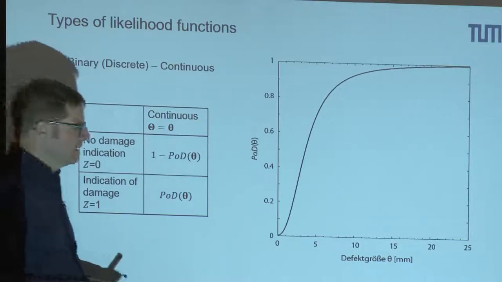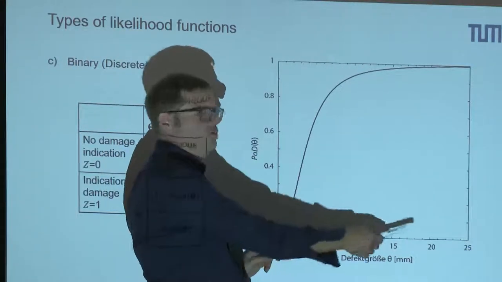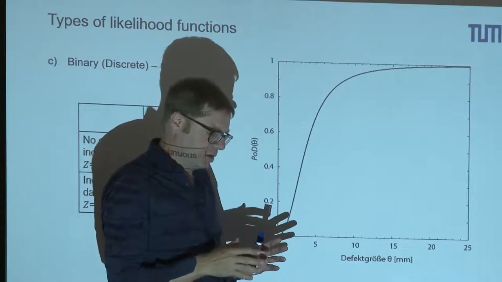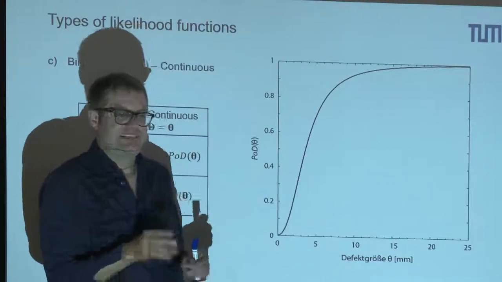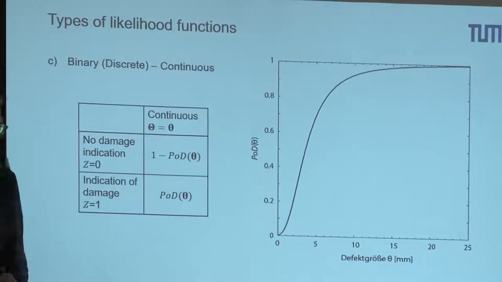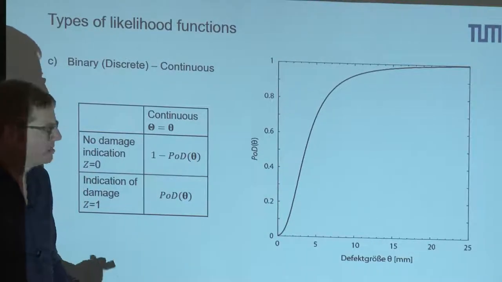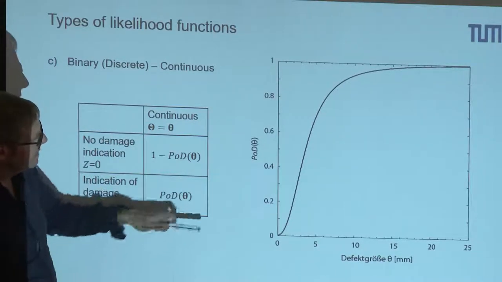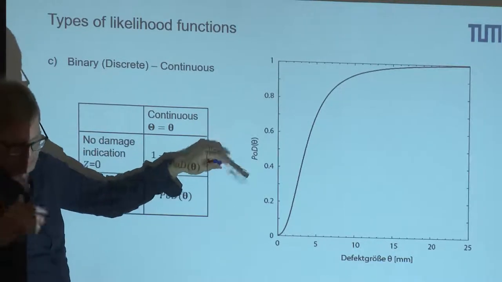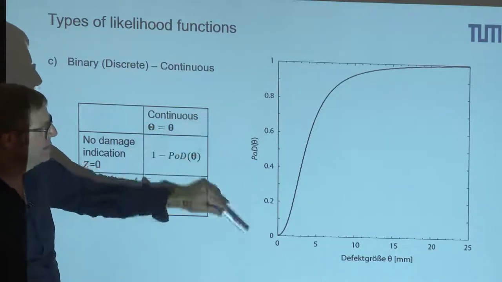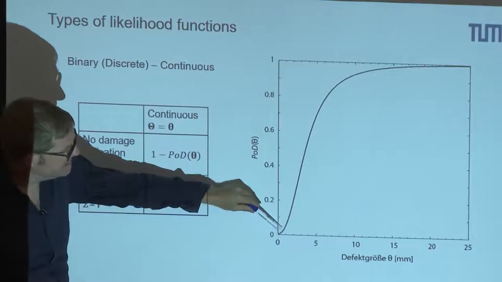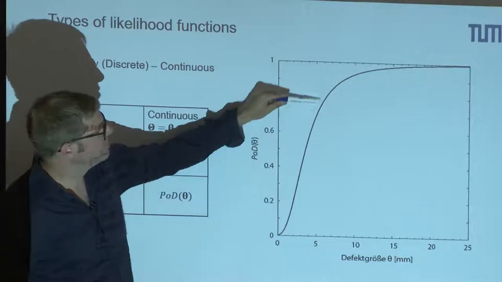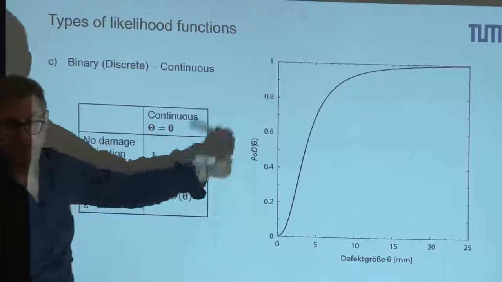Now, because this is a continuous thing, it goes from zero to some maximum value. And there's never zero crack. I mean, maybe a 0.00001 millimeter crack, but that's not something I want to know about. So I put some threshold that makes some sense, and then the probability of getting an indication, or detection as they call it, increases with the size of the defect. So we have some continuous curve like this, and it's known as the POD curve.